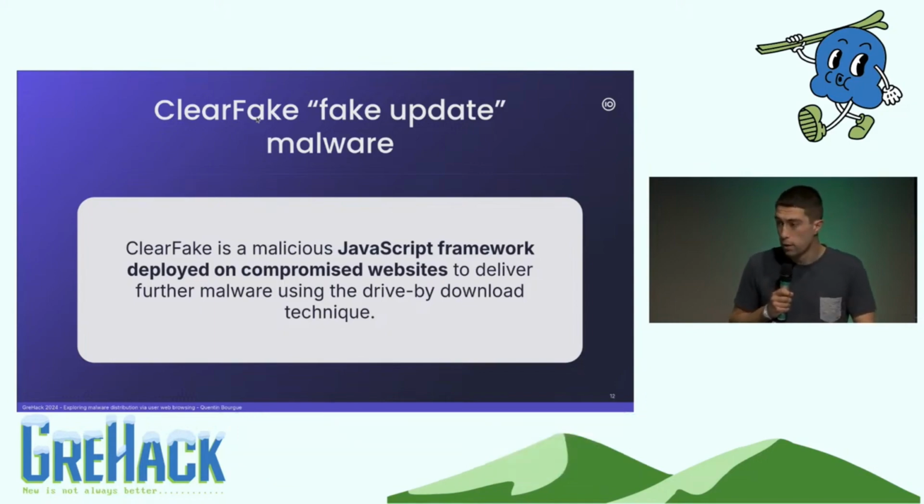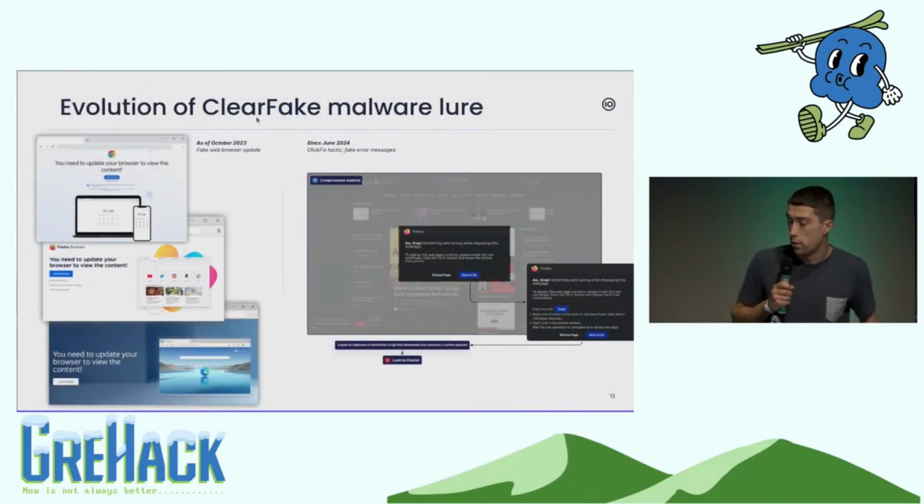So concretely, when a user browses a WordPress site compromised by ClearFake, he or she will find a fake update on the website. Depending on the web browser, you can see on the left the fake update for Google Chrome, Firefox, or Microsoft Edge. And if the user downloads this fake update, it will, of course, install malware on the system.